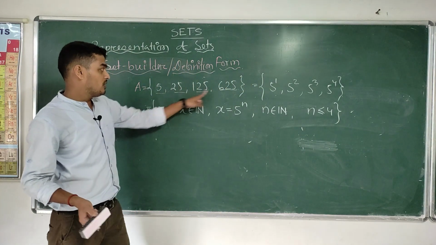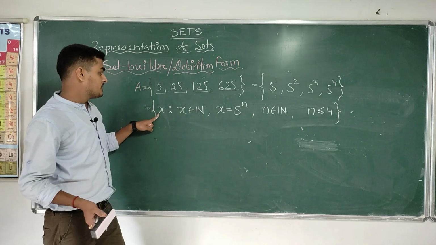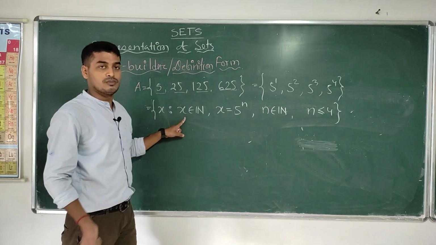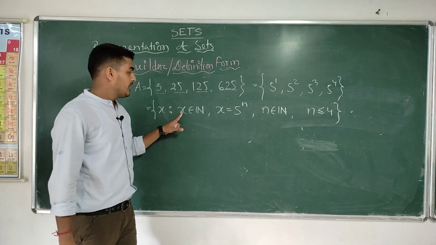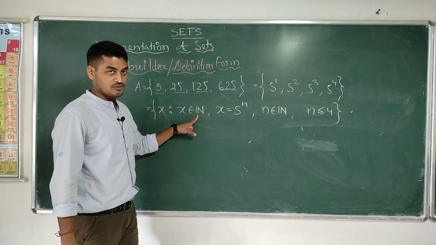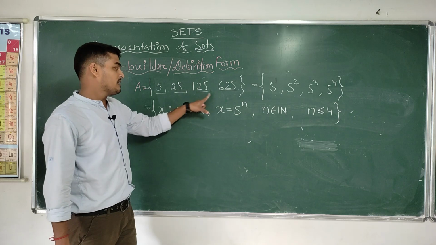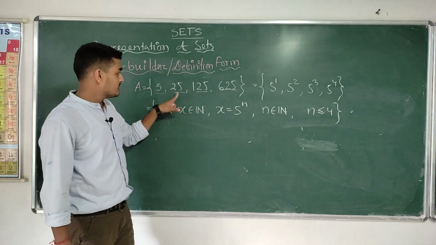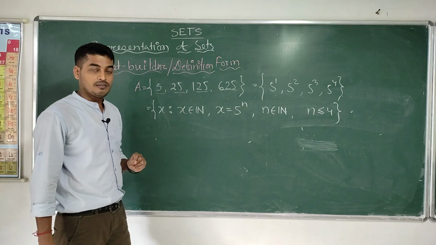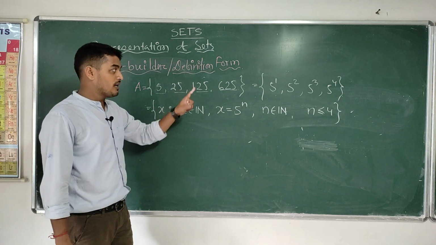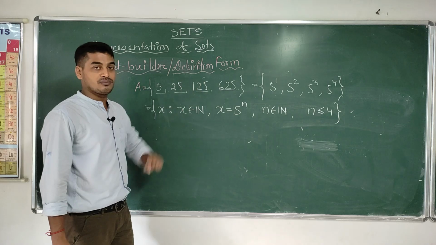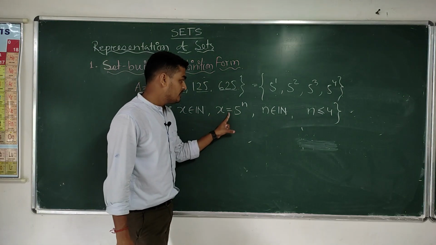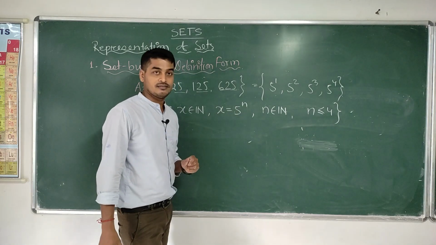All these elements are represented by x, and x are natural numbers. So I write x belongs to natural number. All are natural numbers, and what is the property satisfied by them? All of the powers of 5: 5 to the power 1, 5 squared, 5 cubed, 5 to the power 4. So I write all the x are in the form of 5 to the power n.